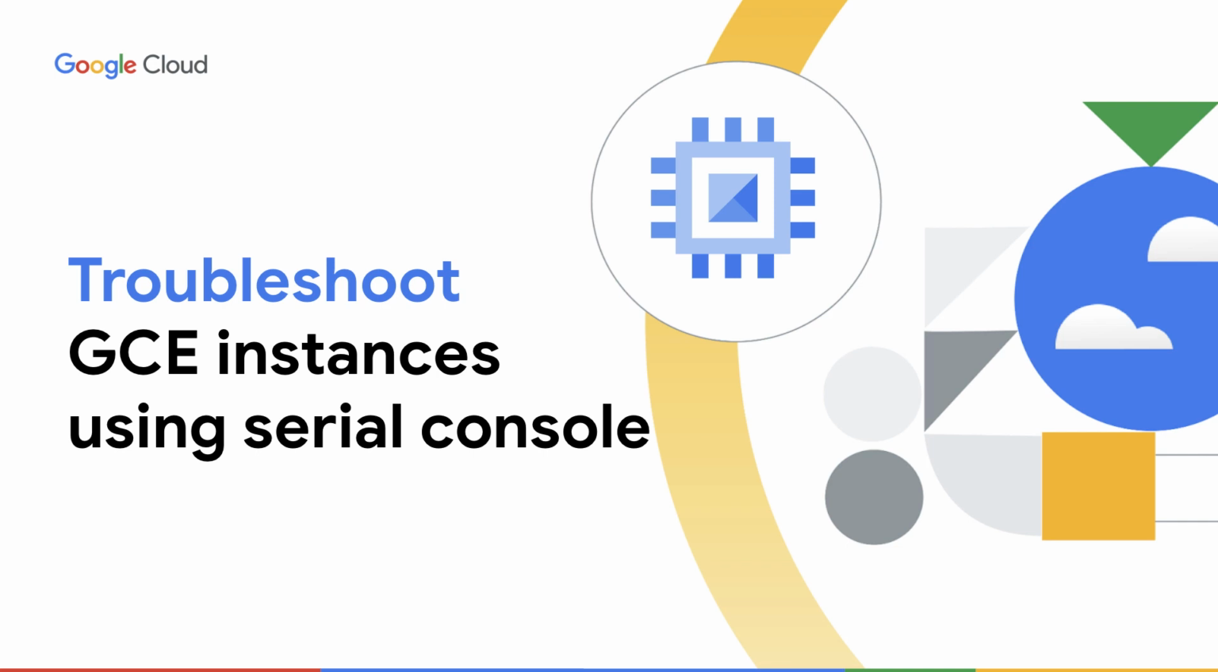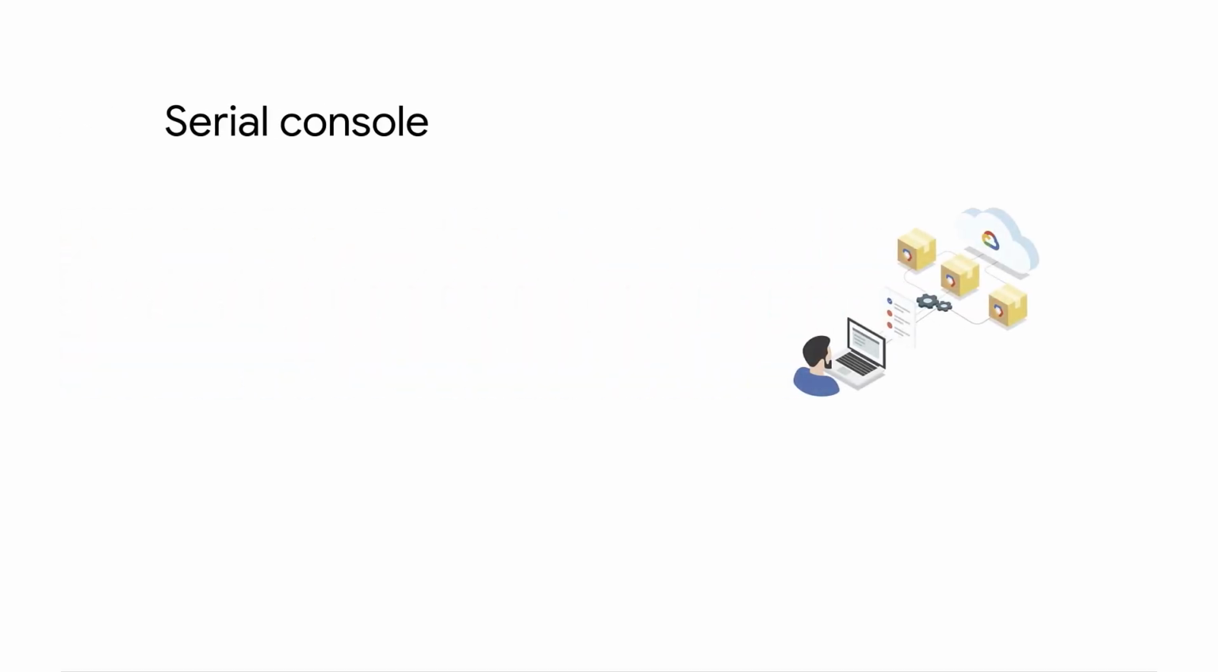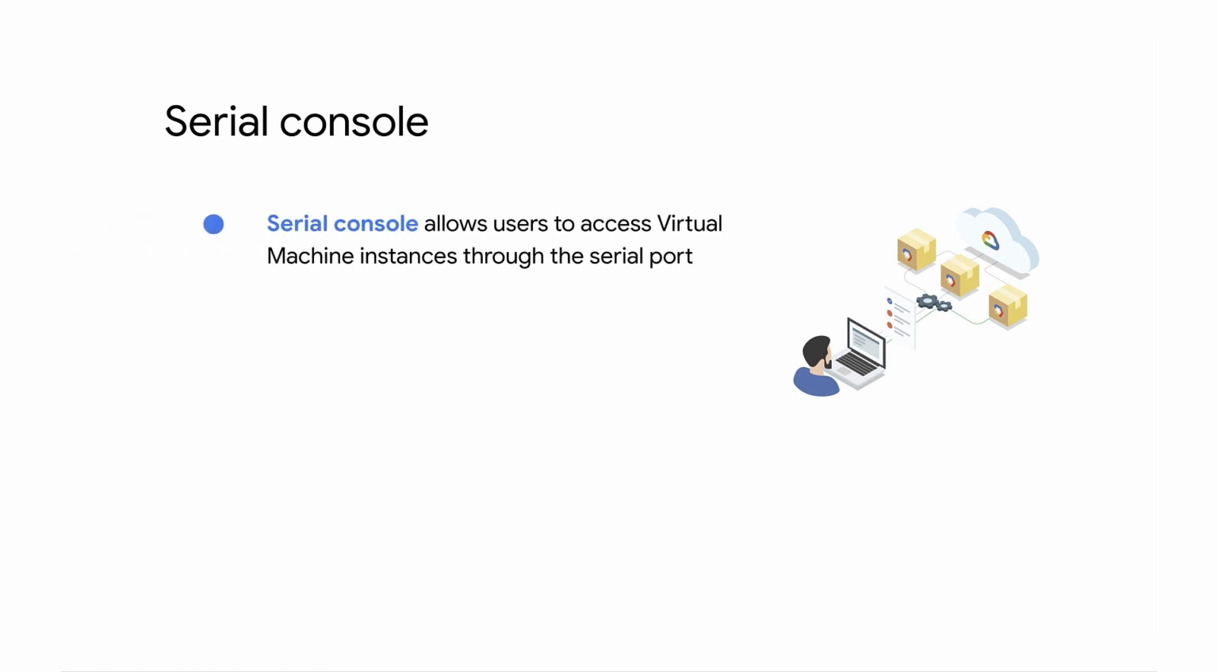In this video, you will learn how to enable and connect to the serial console for Google Compute Engine, or GCE, virtual machine instances running on Linux operating system. To begin with, let's understand what a serial console is. Serial console allows users to access virtual machine instances through a virtual serial connection. Typically, in Linux systems, the first serial port is used as the serial console.